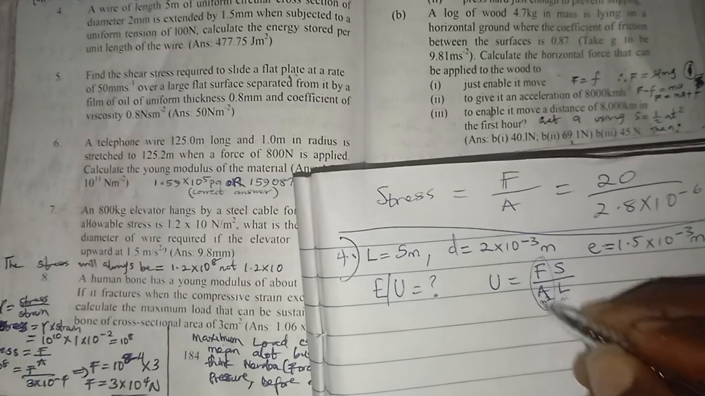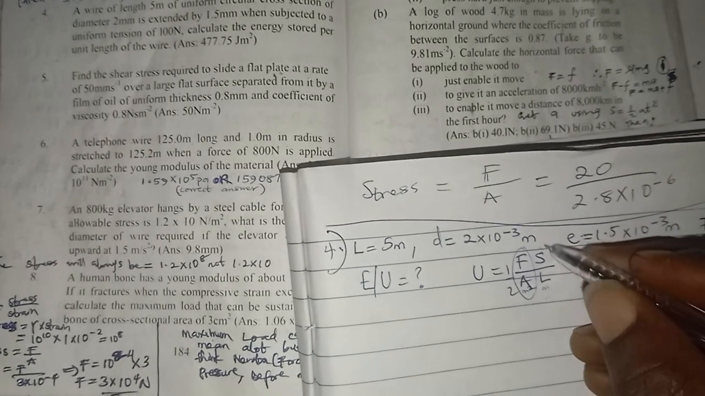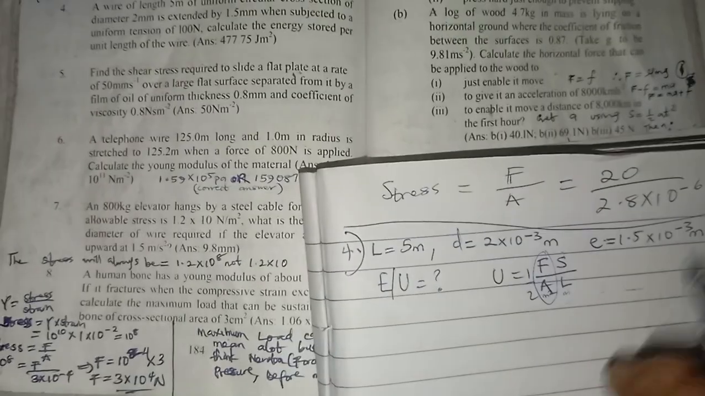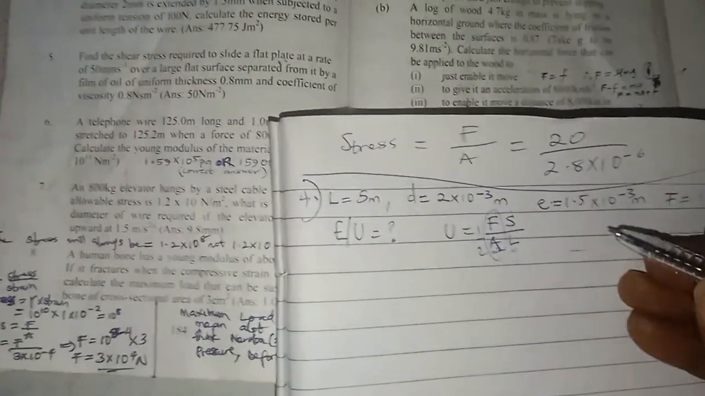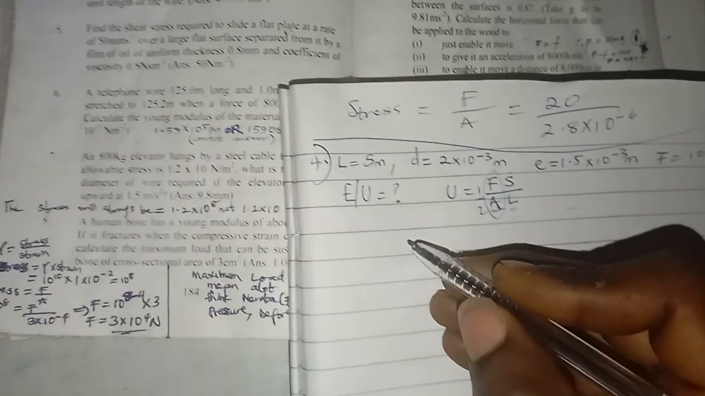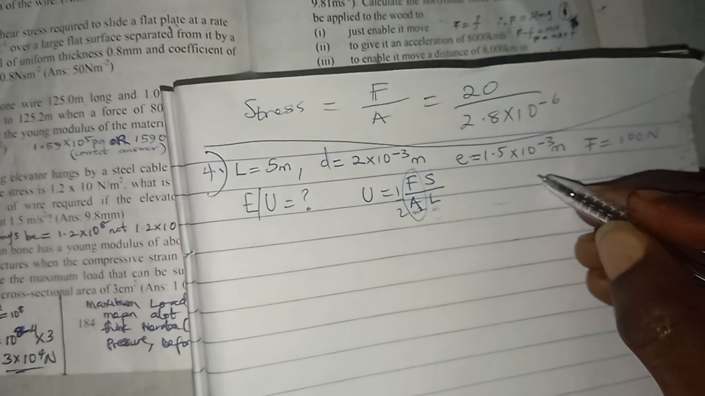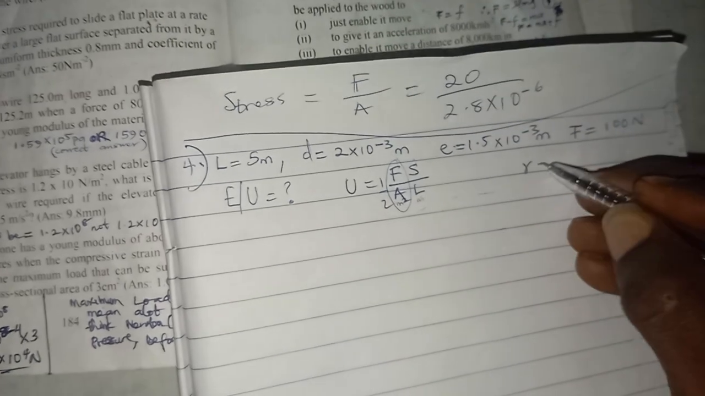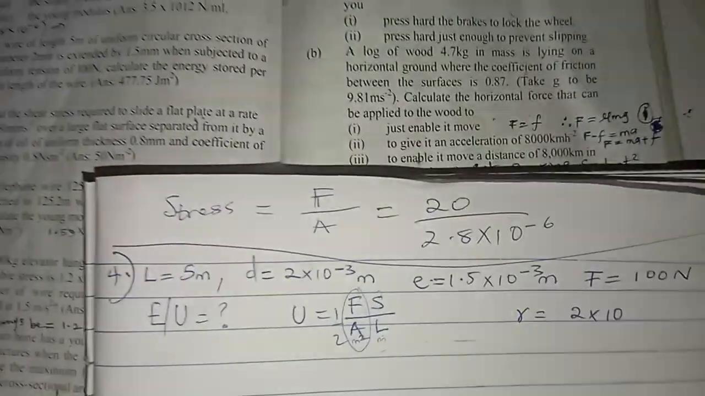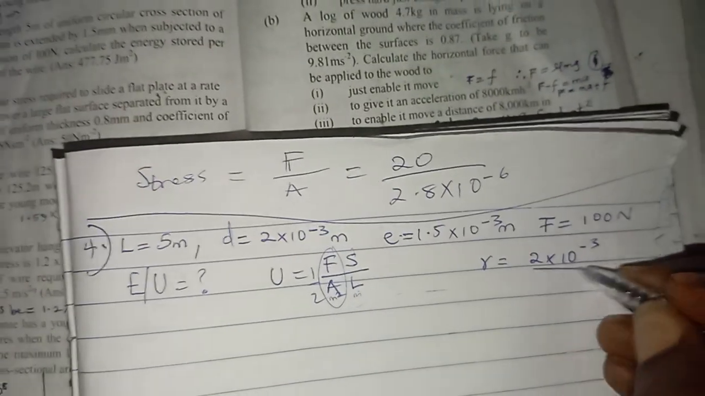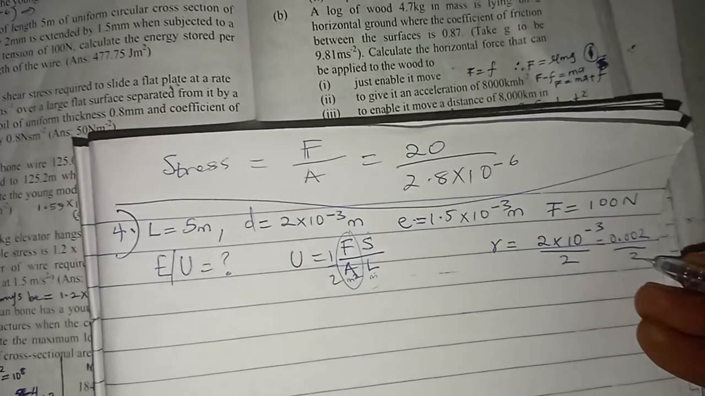So everything here is stress. Half work done per unit volume is half stress times strain. S over L is strain. So if I know this, I can now substitute. R here will be the same as D over 2, 2 times 10 raised to the power minus 3 over 2, which is the same as 0.002 over 2.